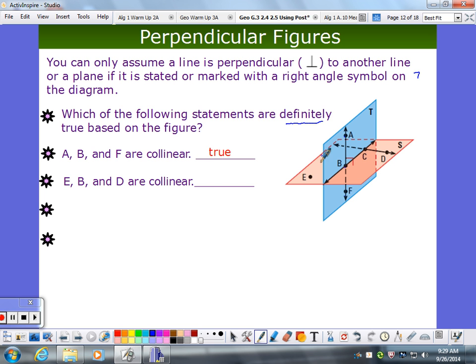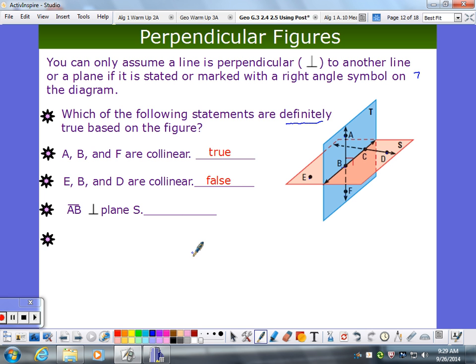E, B, and D are collinear. Can I assume that based on what you're showing me? Why not? You said no. Well, I know 2 points will make a line, right? Do I necessarily know that it's going to hit this third one? No. I don't know that.